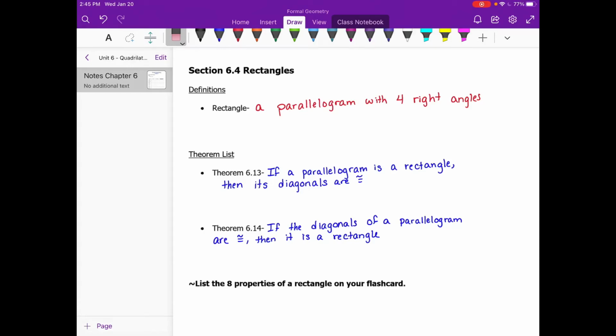Hello everyone and welcome to section 6.4, which is on rectangles. So first, starting off, we've got a definition of a rectangle, which is a parallelogram, which we've already done parallelograms, but this one has 4 right angles.